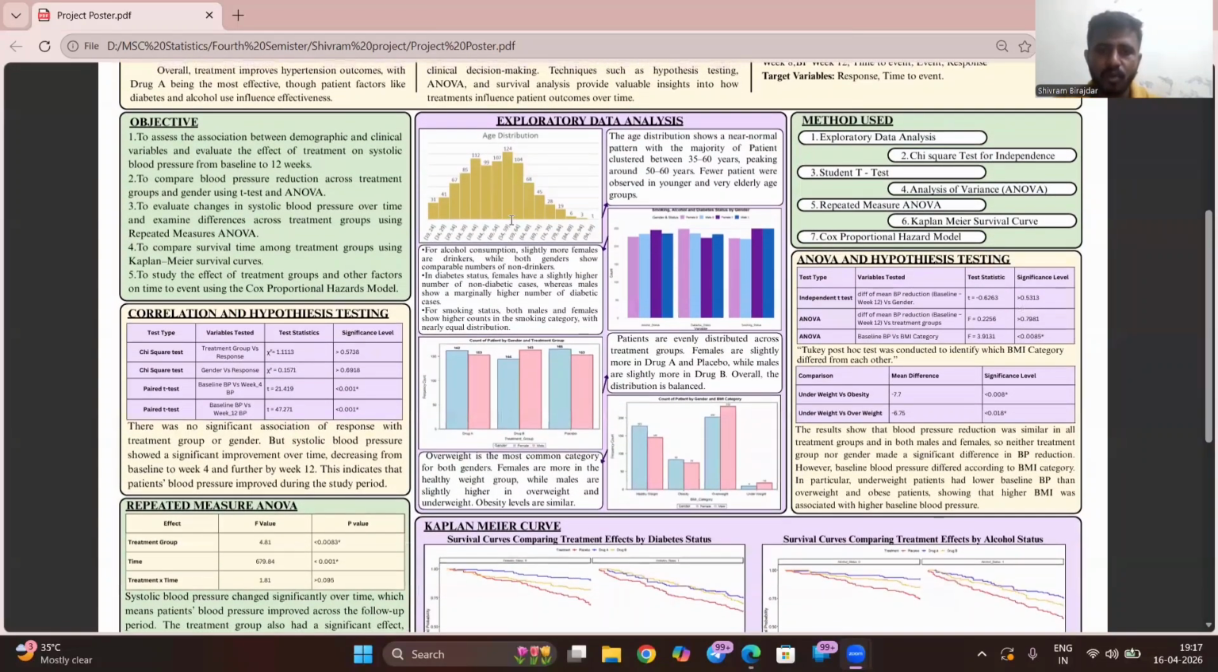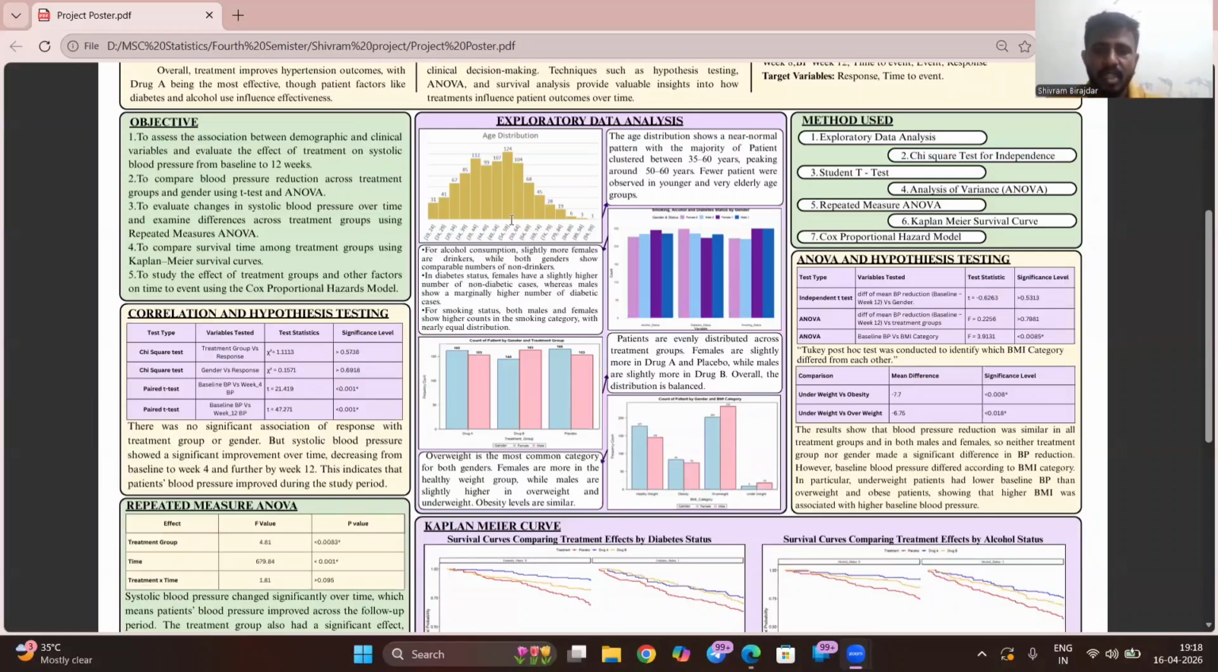From the visualization, we can see from the histogram that most patients are between 30 and 60 years old, showing a near normal distribution. Overweight is the most common BMI category, and the treatment groups are evenly distributed. Smoking and alcohol patterns are similar across the genders.